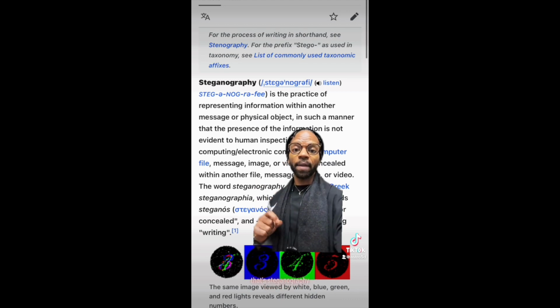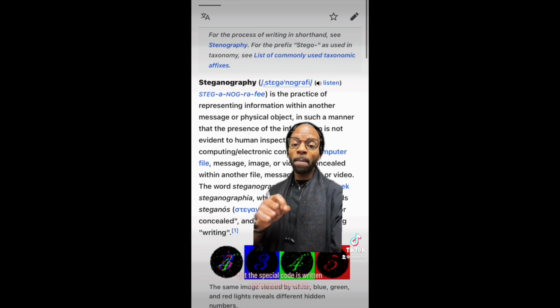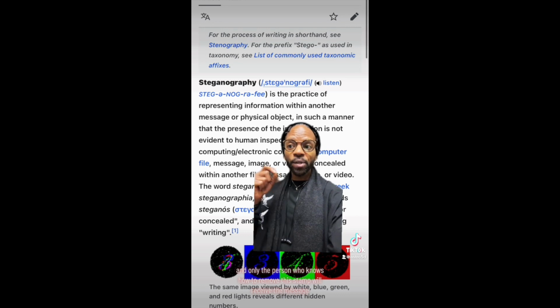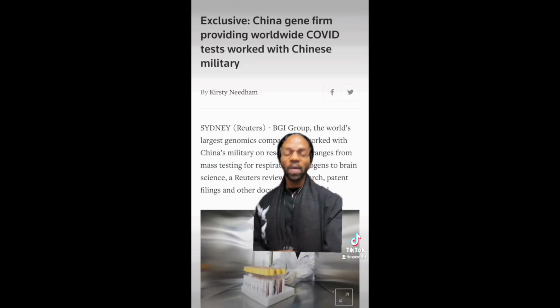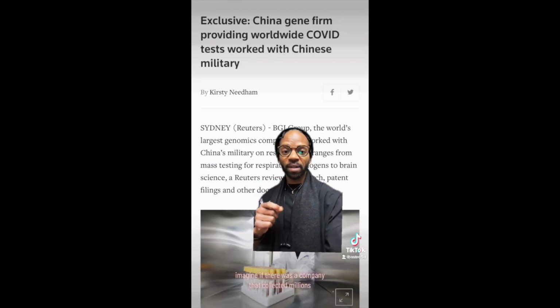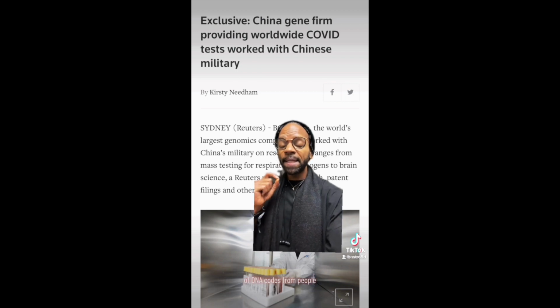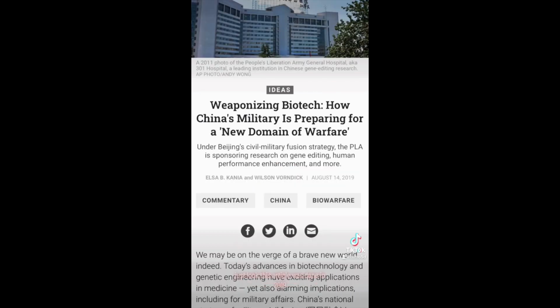That's steganography. For an example, you send somebody a letter with a special code, but the special code is written underneath the stamp, and only the person who knows to remove this stamp will receive the message. Now, to go a little bit deeper in the rabbit hole, but not too deep, imagine if there was a company that collected millions, possibly billions of DNA codes from people. Just look, this article was done in 2019. I don't even need to read it, but you know what it is.